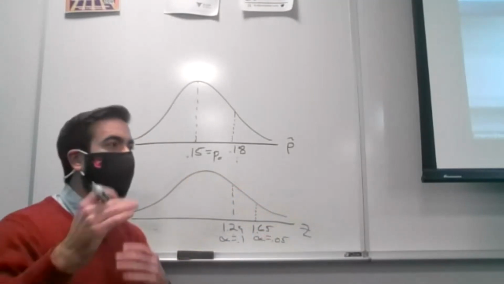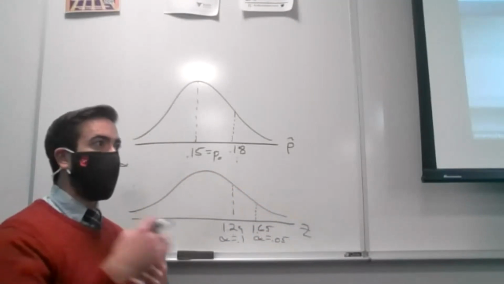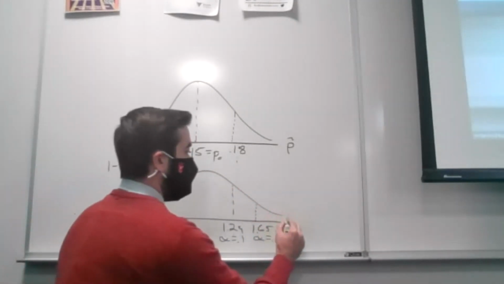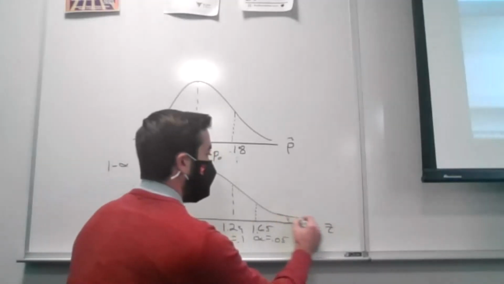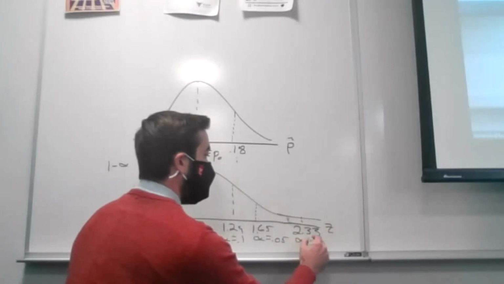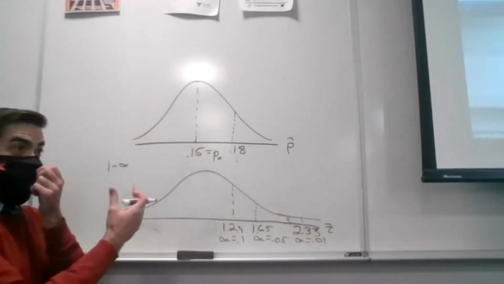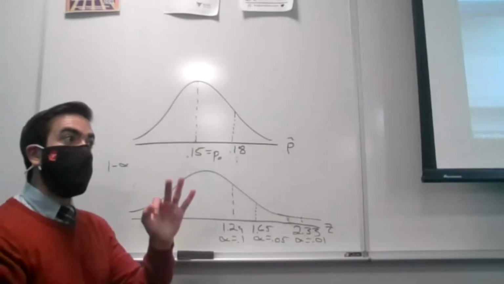Right? I'm not going to walk through that one. It's the same exact process, but we look up 0.01. If we do that, I believe we'll find 2.33, and that's for an alpha of 0.01. So I have my 3 critical values for 3 different alphas.